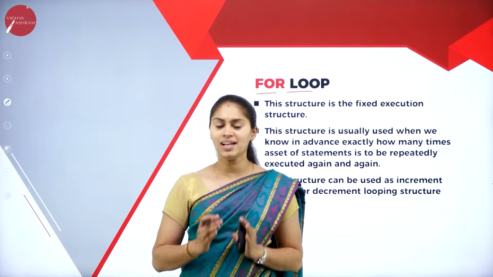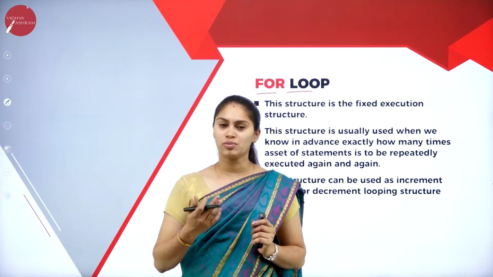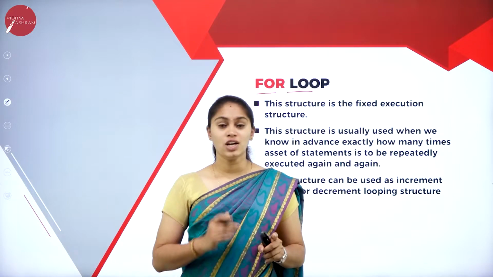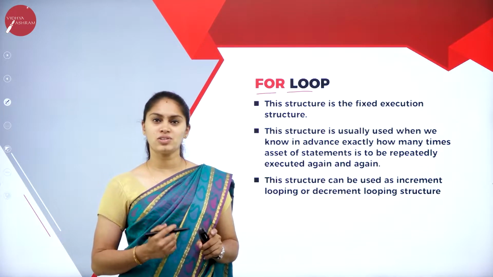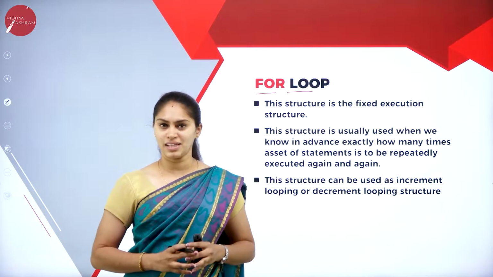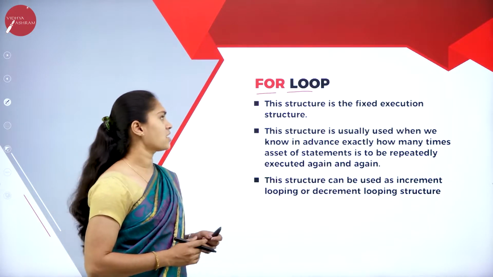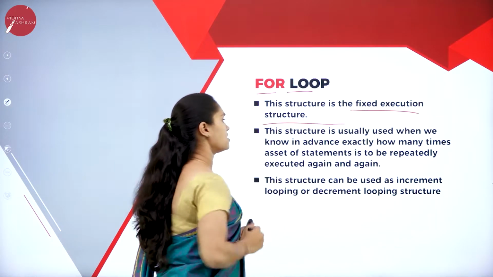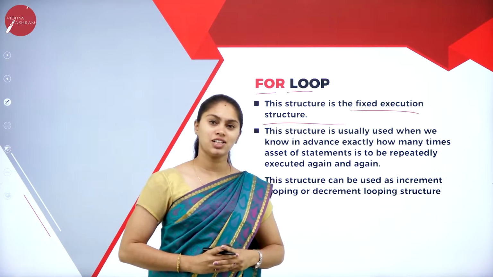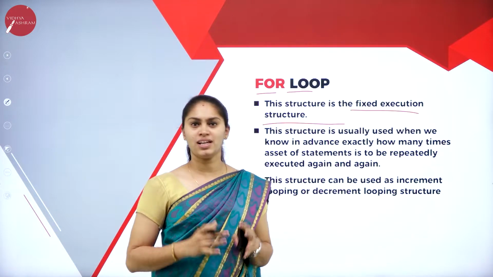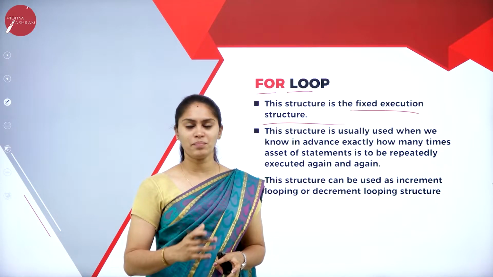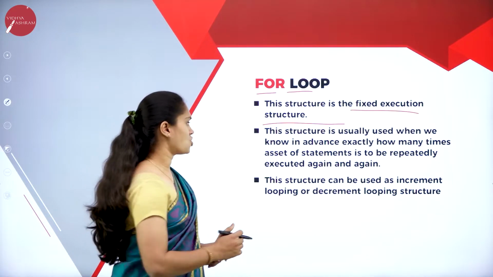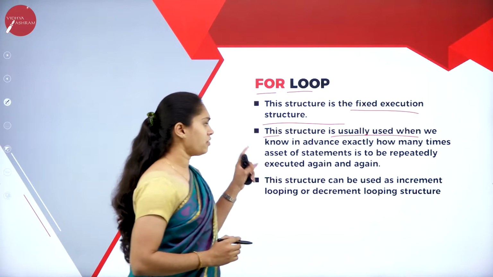So while and do while looping statements are used when we don't know the exact number of iterations to take place. But we use this for loop only when I know the exact number of loops of a particular structure. That is the main usage of the for loop statement. This for loop is also called a fixed execution structure. Why do we call this a fixed execution structure? Because at the initial stage I know the exact number of iterations it will take. That is why it is also called a fixed execution structure.